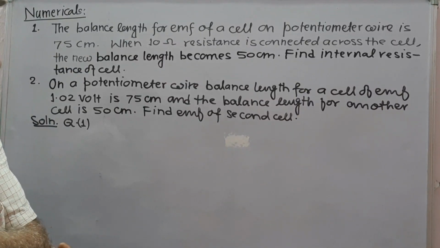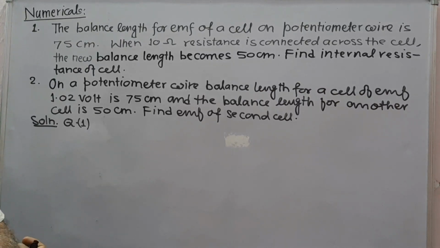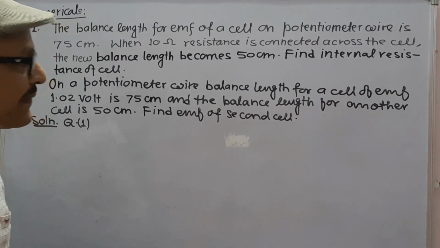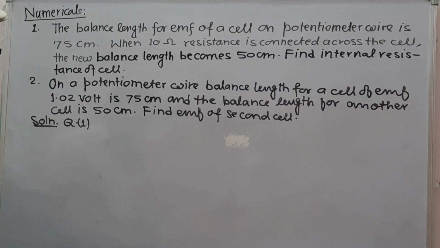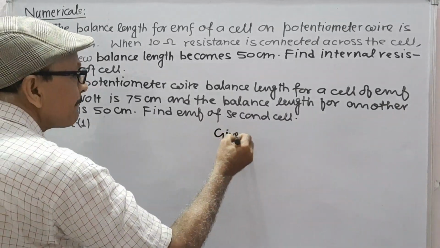Now let us take two numerical problems related to the determination of internal resistance and the comparison of EMF of two cells with potentiometer. First numerical: the balance length for EMF of a cell on potentiometer wire is 75 cm. When 10 ohm resistance is connected across the cell, the new balance length becomes 50 cm. Find the internal resistance of cell. Now solution to question 1.